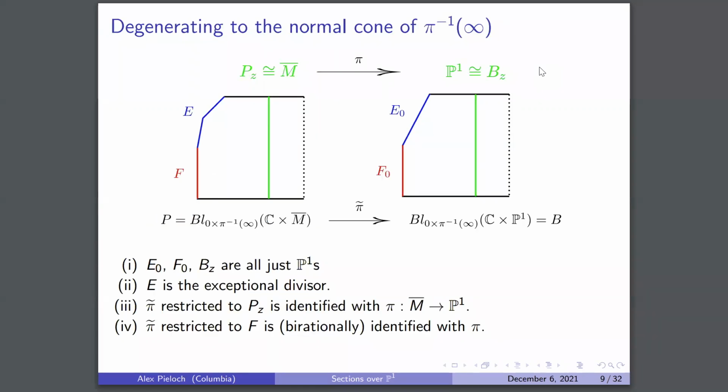So geometrically, all we're really doing is taking our family over P1 and splitting it off into 2 families as we degenerate towards 0. We get one copy that for all intents and purposes just looks like our original family. And then we have some exceptional family that also lives over P1 and is saying some information about the normal cone. But in general, it's quite singular.